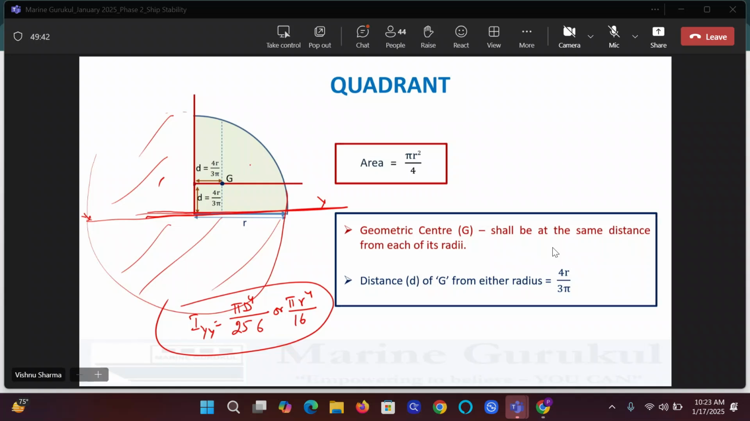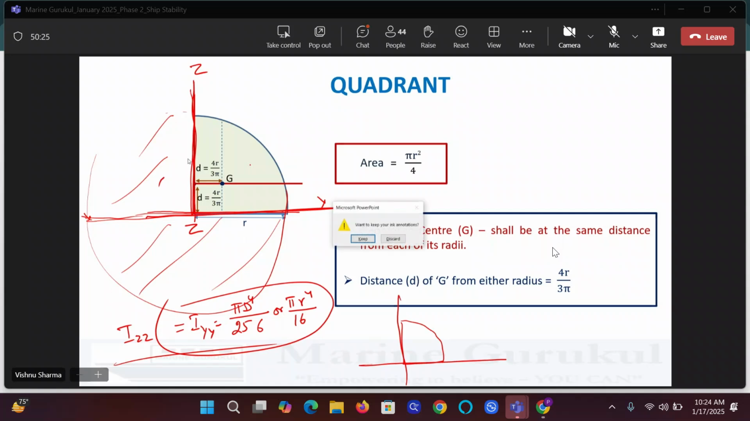Now, guys, tell me, is the area distribution about this radius and this radius the same? Is the area distribution about y and z the same? Yes or no? It's a quadrant, na beta? The area distribution about this axis and this axis is identical, no? Yes or no? Yes, sir. So, I and IZZ would be equal. Doesn't matter, about both the radii it will be the same. How much? 1/4 of a circle, or 1/2 of what it was for the semicircle, whatever way you want to learn it.